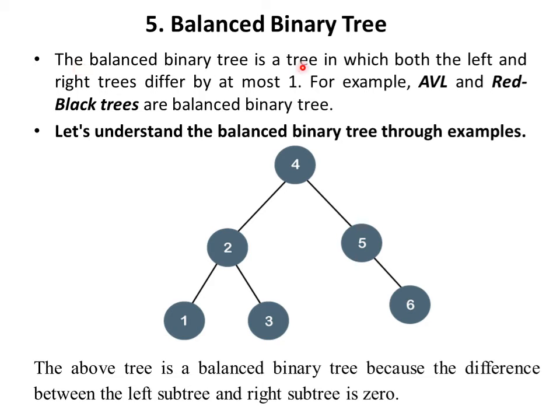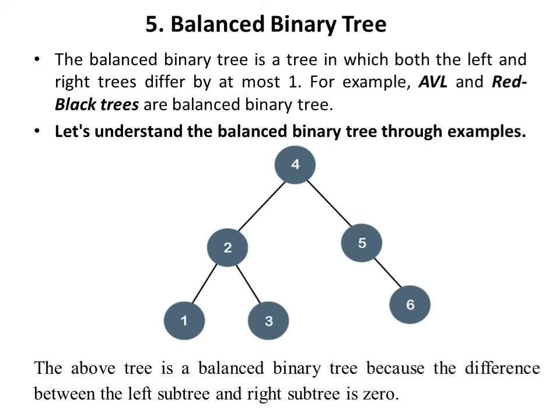A balanced binary tree is one in which the left and right subtrees differ in height by at most 1. That means it can have one less child. For example, AVL and red black trees are balanced binary trees. Let us understand the balanced binary tree through an example.